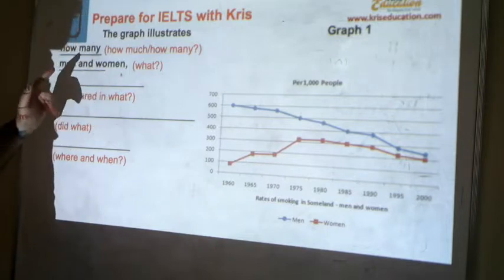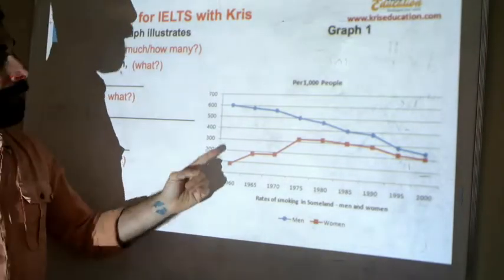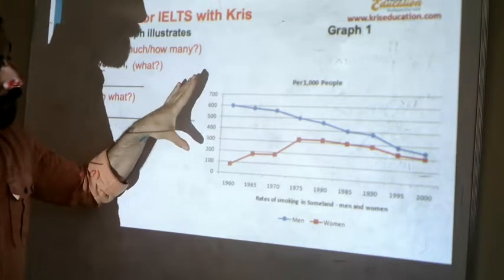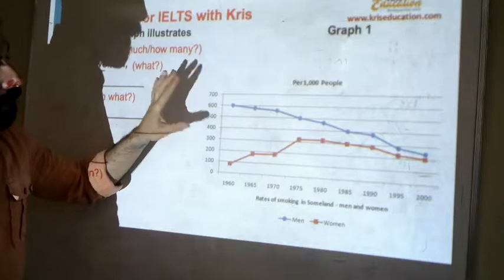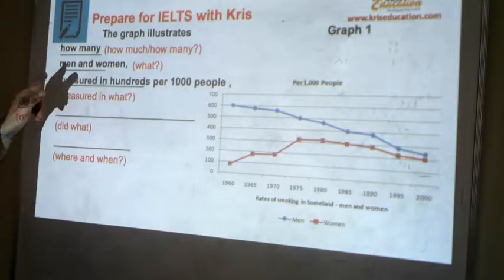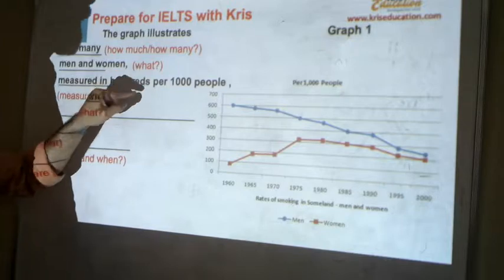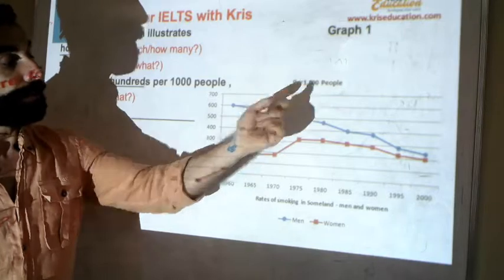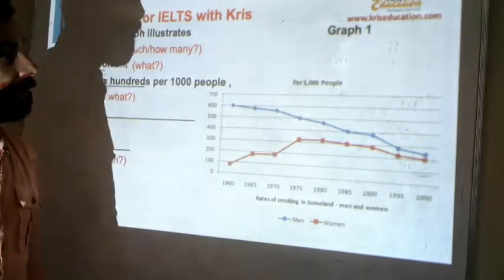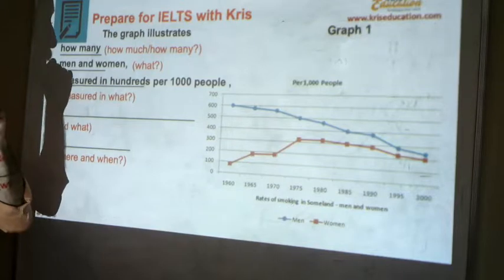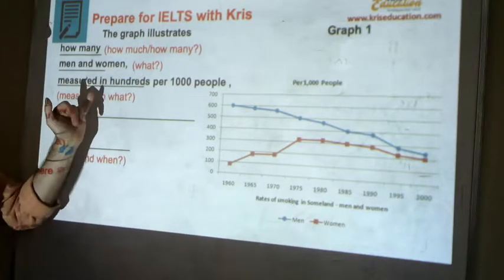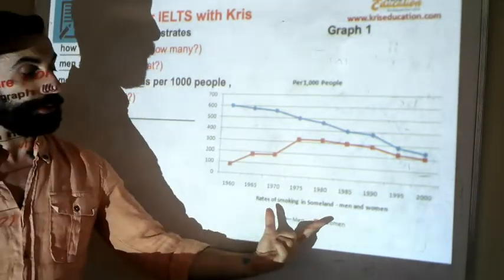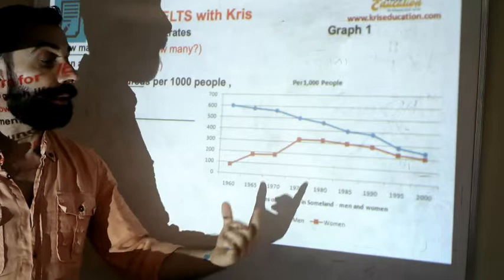It's up to you. After that, we need to write measured in what. Look at this part, measured in what. In this case, we've got measured in hundreds, and pay attention to the use of S. Measured in millions, measured in hundreds, measured in thousands, per 1,000. So in hundreds, per 1,000. And so far we've covered how much, what, measured in what, and what did these people do? We need the verb now. What did these people do? Obviously these people smoked.